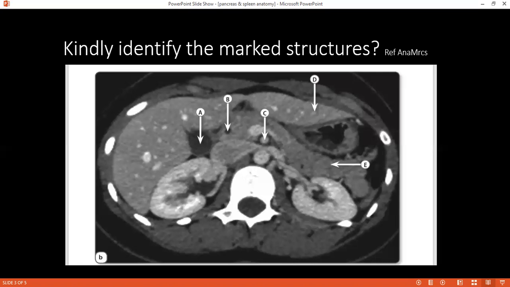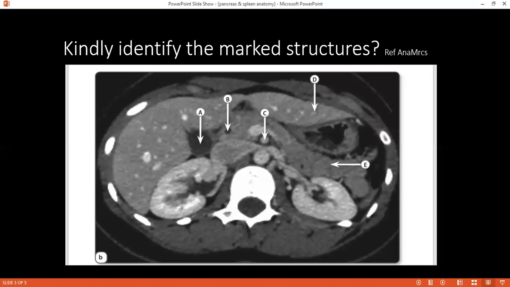Yes. Okay. Can you tell me the landmark where the superior mesenteric artery arises from the aorta? At what level? It arises from the abdominal aorta at the level of the lower border of L1.